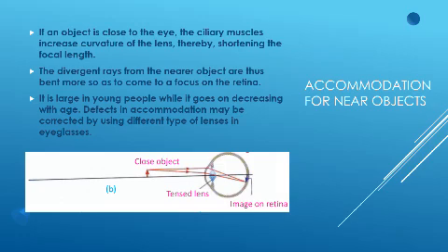All the light rays emerging from the head of the object enter the eye lens, are refracted, and converge on the retina, forming a sharp image on the retina. This accommodation decreases with the age of the people. It is large for young people, and with age it decreases. We can overcome this defect by using different types of lenses.